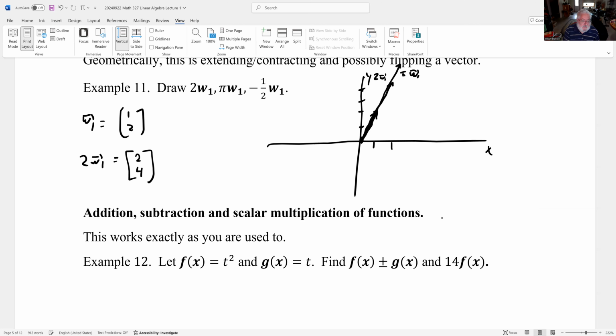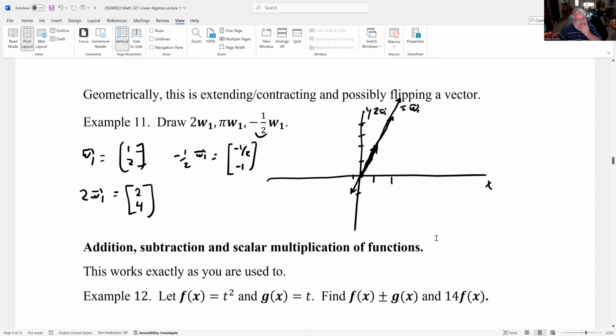Now, minus 1/2 W1 is minus 1/2, minus 1. So we take our minus 1/2, we multiply by each component. What direction is that? That's minus 1/2 would be about here, and then minus 1 would be about there. And that's also on the same line, right? So all multiples of a single vector lie on the same line that the vector is defined by.